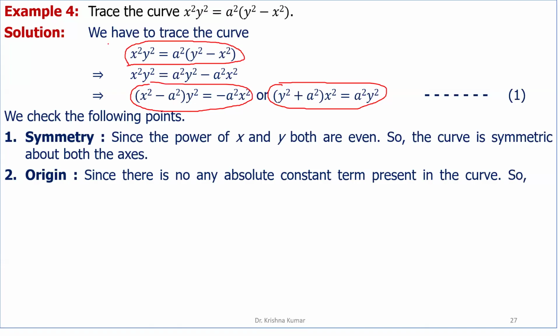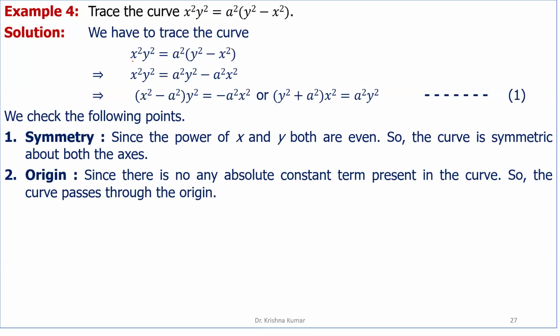And it is not symmetric about line y = x, because if we replace x by y and y by x, then the equation of the curve will change because there is a minus sign here. If there were a plus sign here, then it would also be symmetric about line y = x and line y = −x. But since there is a minus sign present, it is not symmetric about line y = x as well as line y = −x.